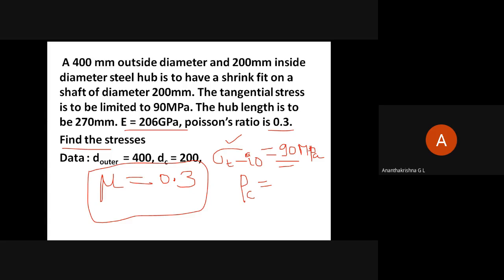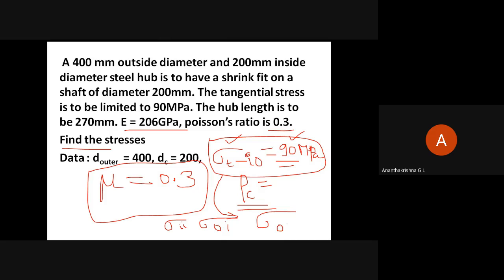Okay, we have got sigma T at inner surface of outer cylinder, that is where the maximum stress is going to occur. So that is given as 90 megapascal. So use that equation, sigma T at inner surface of outer cylinder, get the value of PC. That you substitute in other equations and get the values of inner surface of inner cylinder, outer surface of inner cylinder. Then you also find out stress at outer surface of outer cylinder.